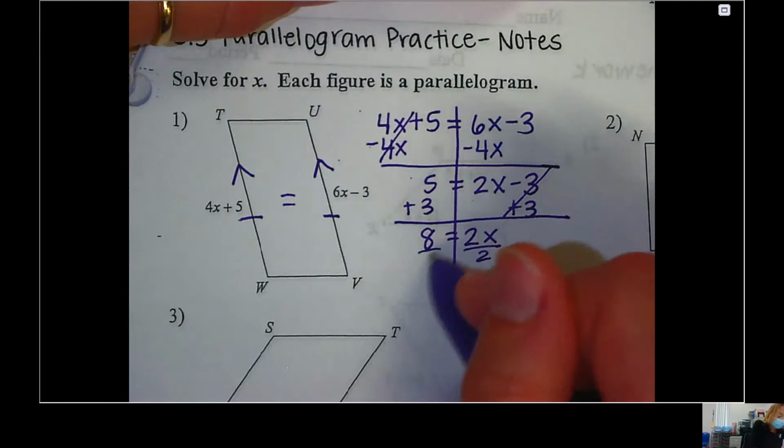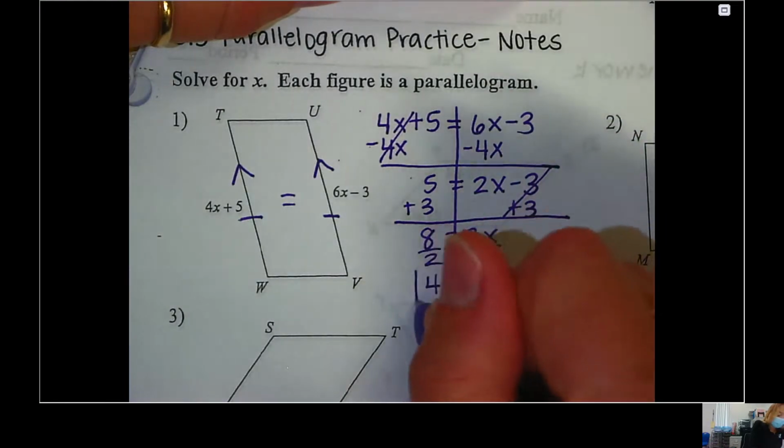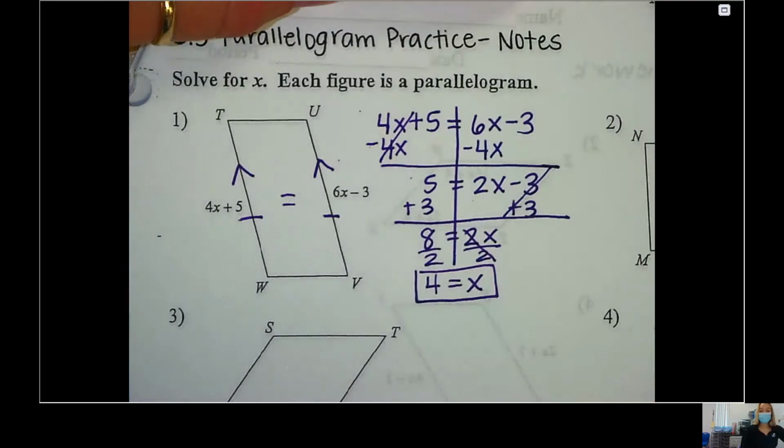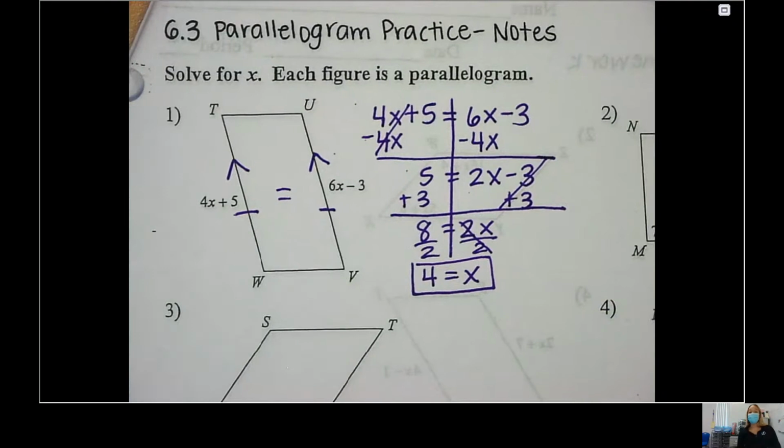What do you get for your x value? 4 equals x, or x equals 4. Do I have to do anything else for that problem? Nope, and that was it. That was the whole thing. So all that we're doing today is we're taking algebra equations and we're just putting them to a picture, essentially. So it should be a relatively easy day.